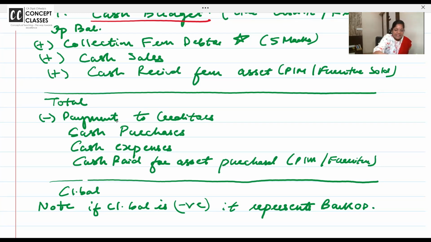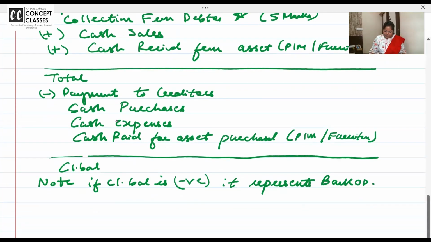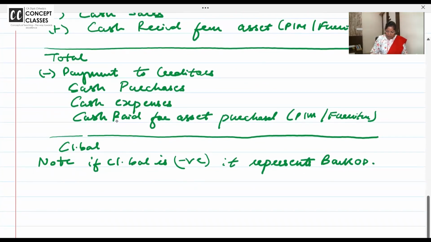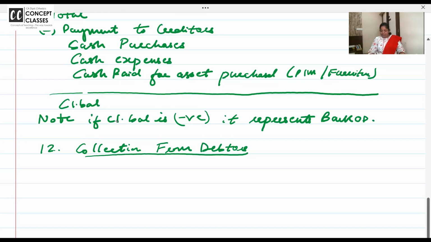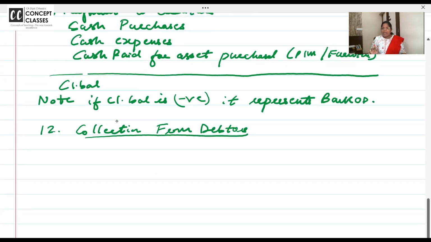One more booster note is there. All clear? Cash account. Yes, ma'am. Collection from data. I told you, no, they are asking for some 5 marks. Just an example I want to give.